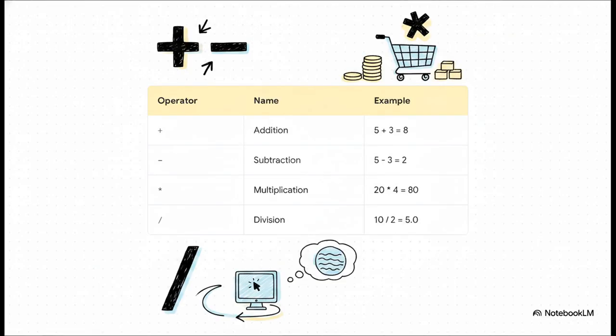Just notice how Python ingeniously uses standard keyboard characters to build an entire mathematical language. Let's break down the arithmetic basics we all know and love. We use the classic plus sign for addition and the minus sign for subtraction. For multiplication, you'll use the asterisk symbol. So a price of 20 times a quantity of 4 gives us 80.